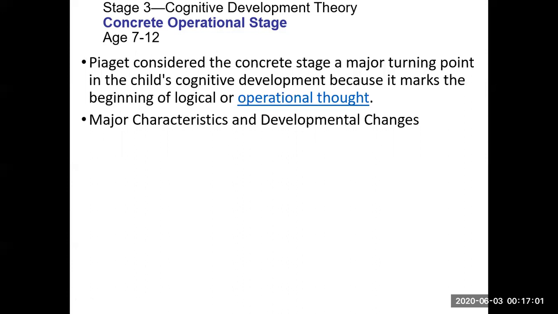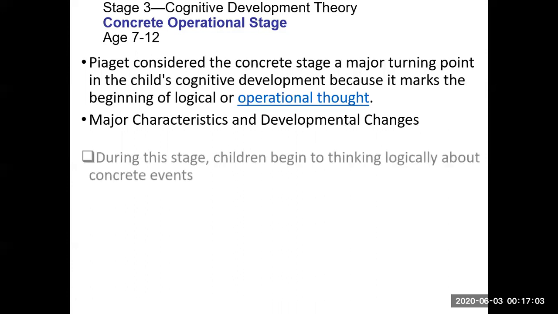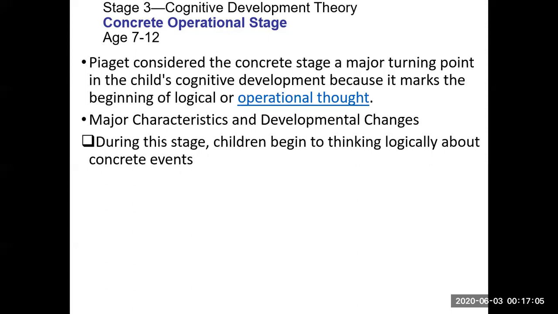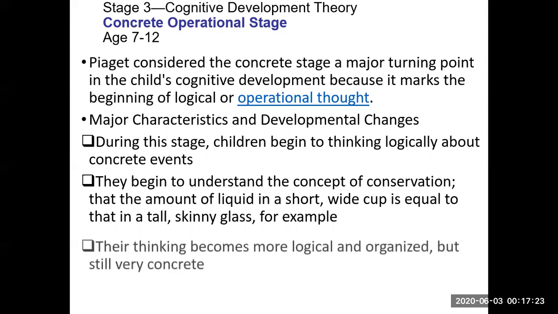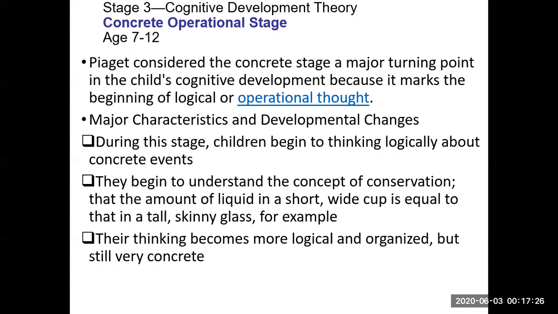A major characteristic of that developmental change is that during this stage, children begin thinking logically about concrete events. They have just started to think logically, and they begin to understand the concept of conservation, that the amount of liquid in a short white cup is equal to that in a tall skinny glass. Okay, for example, their thinking becomes more logical and organized, but still very concrete.